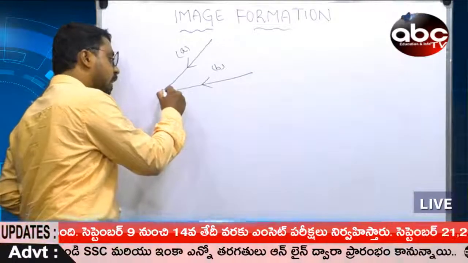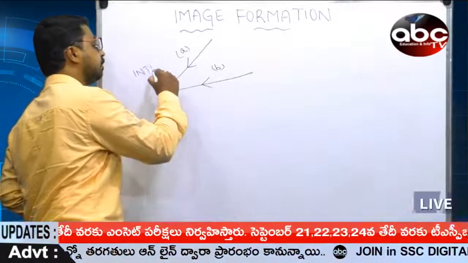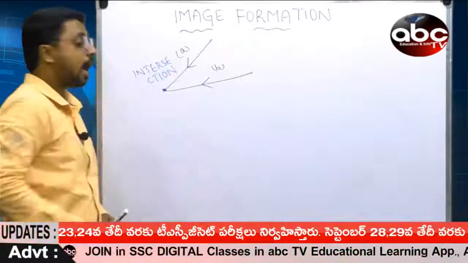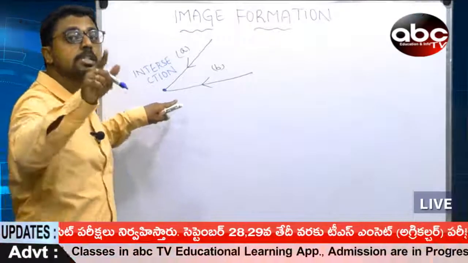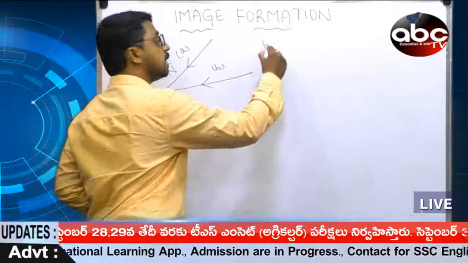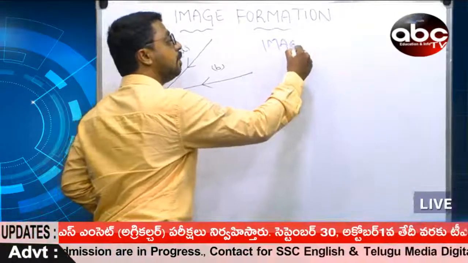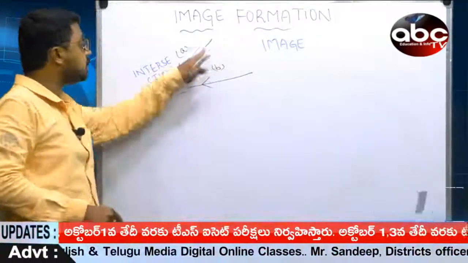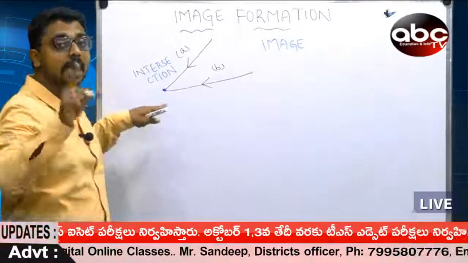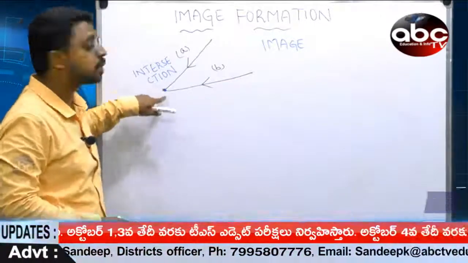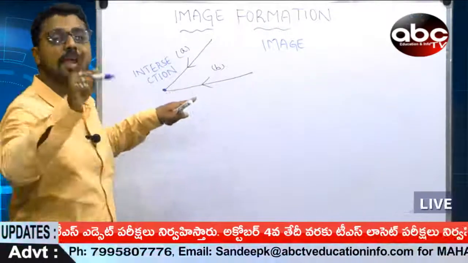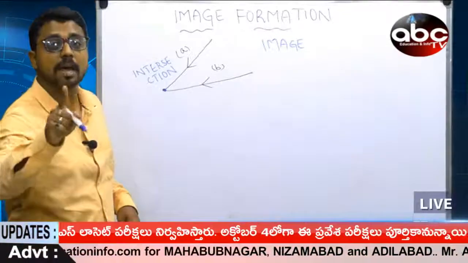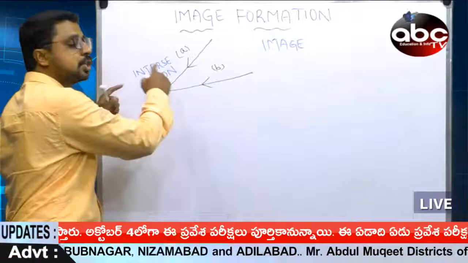Here you are able to expect intersection. At this point you are able to expect an image. So an image is formed. How is the image formed? That is important, dear students. Image is formed by the union or intersection of rays. Which rays? Reflected rays. That is important. Wherever you are expecting an image, there 99% you expect intersection of rays.